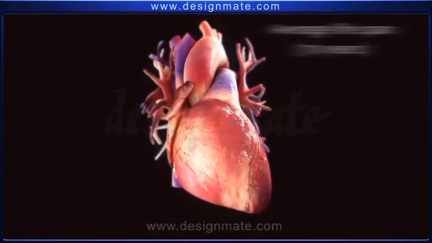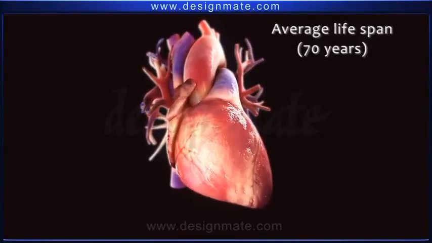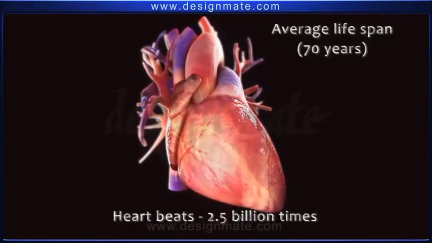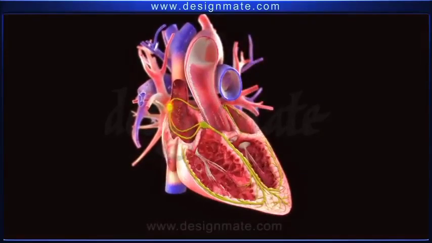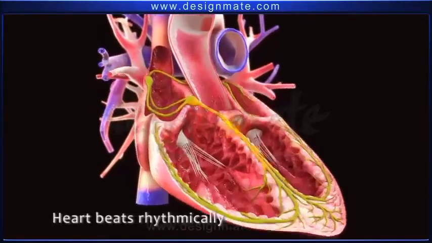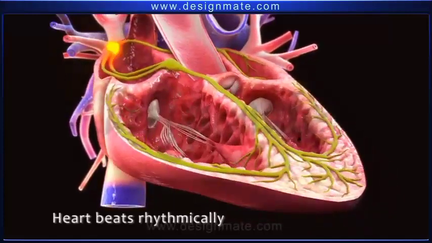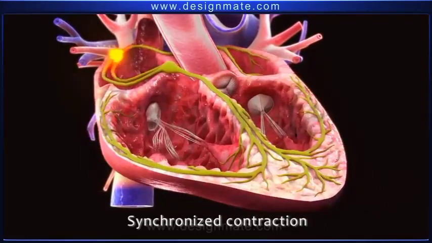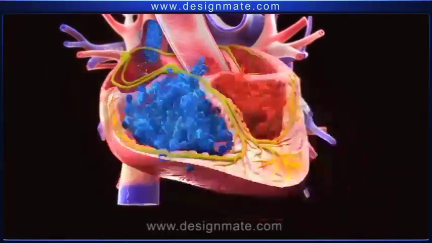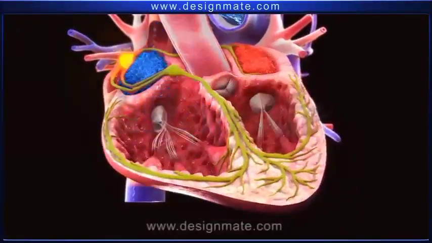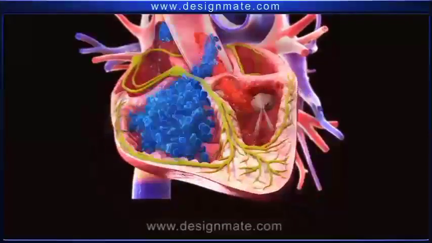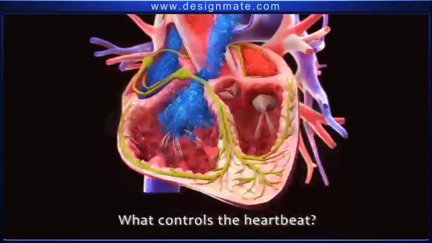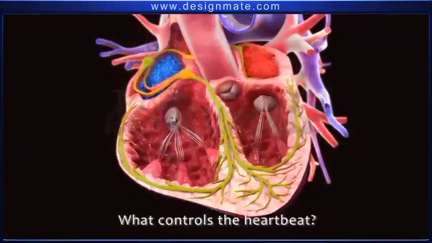Are you aware that in an average lifespan of 70 years, it beats about 2.5 billion times? The heart beats rhythmically due to the electrical impulses which cause synchronized contraction of the heart muscles. These impulses cause the contractions of the atrium and the ventricles, which allow the heart to pump blood. But have you ever wondered what controls the heartbeat?